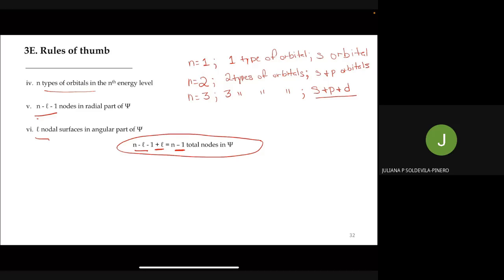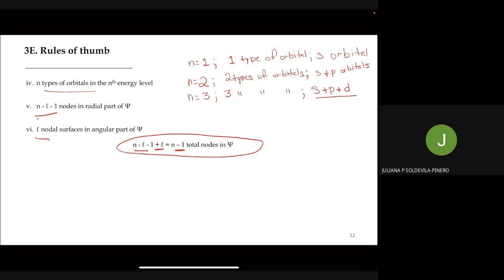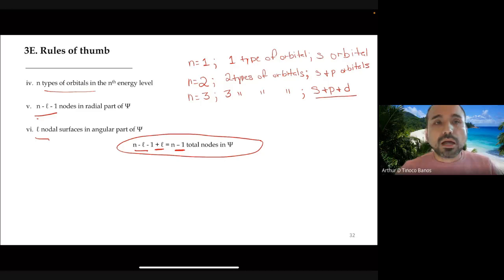Professor? Yes? About the book, where can I find the PDF? Yes, I emailed you. I'm emailing you the PDF, but it is available online.